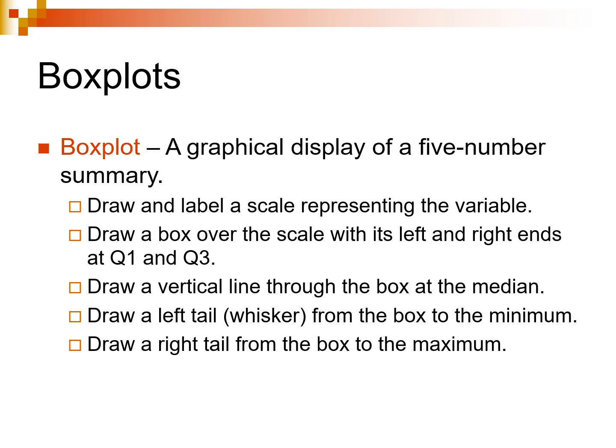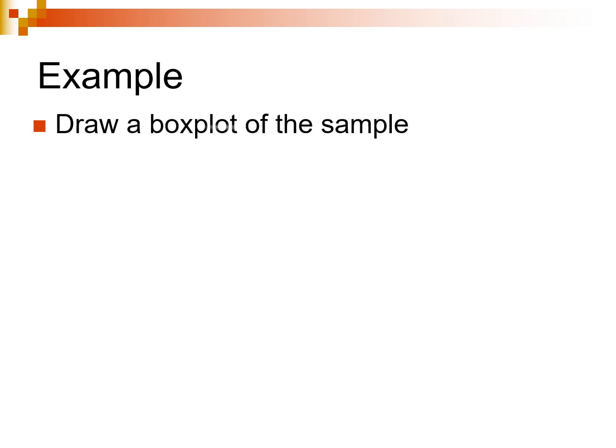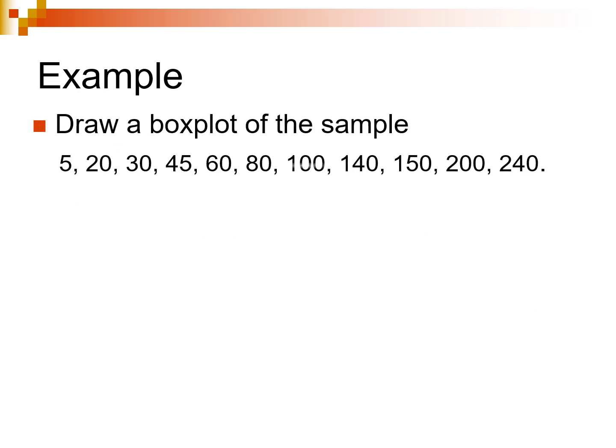Now, keep in mind, you will have to put numbers in order, so they won't always be in order. So when we look at this example right here, I have these 11 numbers: 5, 20, 30, 45, 60, 80, 100, 140, 150, 200, and 240. We have to find 5 things: median, Q1, Q3, minimum, and maximum. So for this sample, we have these numbers.